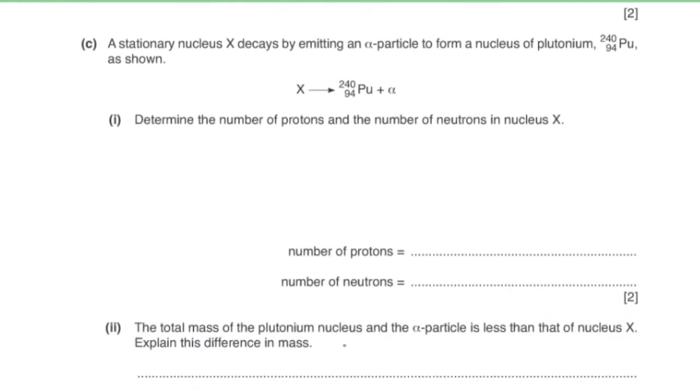Part c, a stationary nucleus X decays by emitting an alpha particle to form a nucleus of plutonium as shown. Determine the number of protons and the number of neutrons in nucleus X. So alpha particle has a nucleon number of 4 and a proton number of 2. So X will have a nucleon number of 244 because we have to conserve the charges and the nucleon number on both sides. So 244, and 94 plus 2 is 96. So X has 96 protons, and the number of neutrons will be the difference between the nucleon number and the number of protons. So 244 minus 96 would leave me with 148 neutrons.